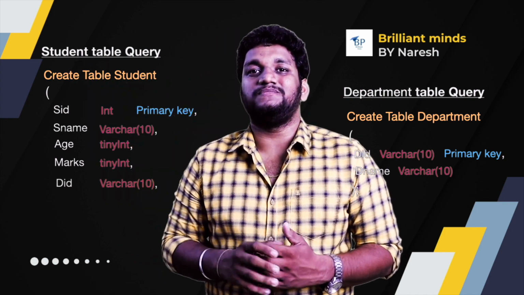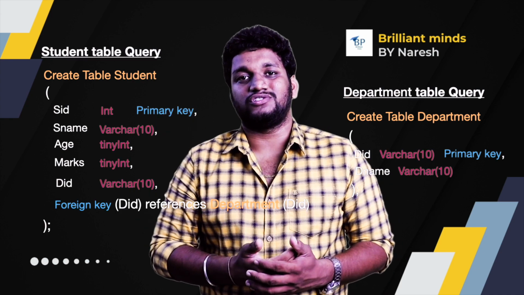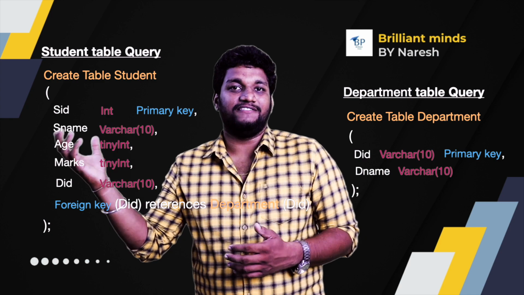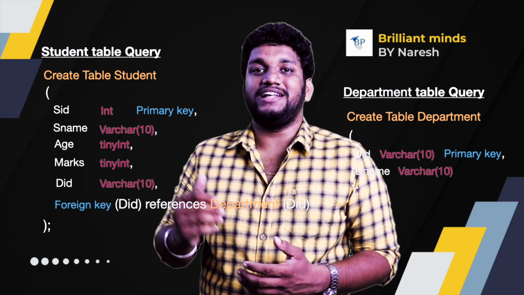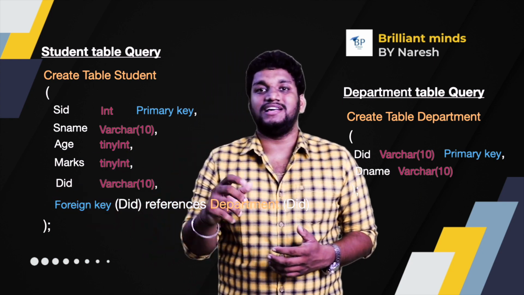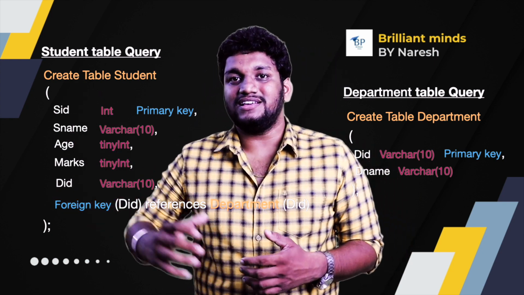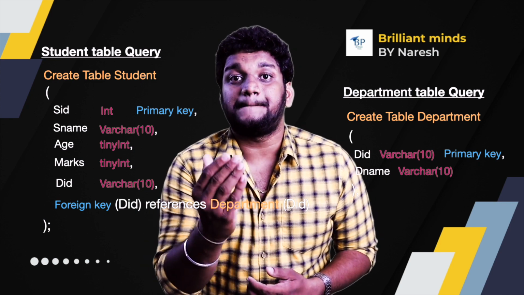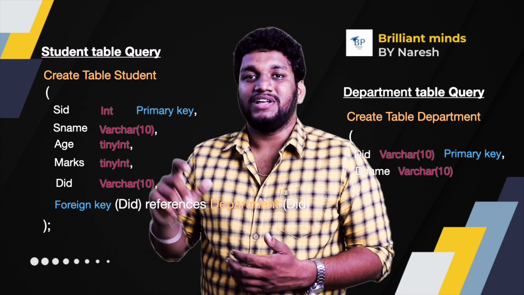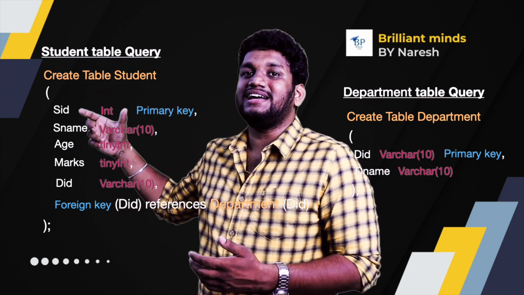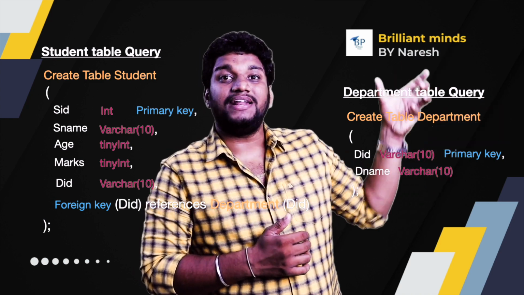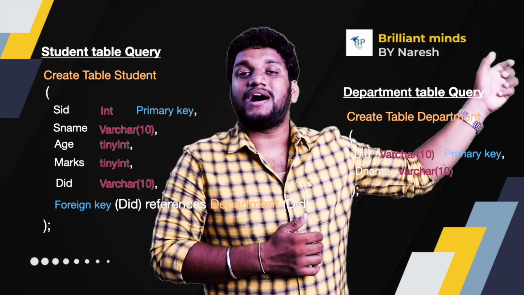For all these columns you'll also give data types. What are those data types? For student ID it is integer. For student name it is varchar of 10. For age it is tinyint. For marks also it is tinyint. Here, for which column are you using the primary key constraint? I am using it for student ID. In the student table, the primary key constraint is on student ID. In the department table, the primary key constraint is on department ID.